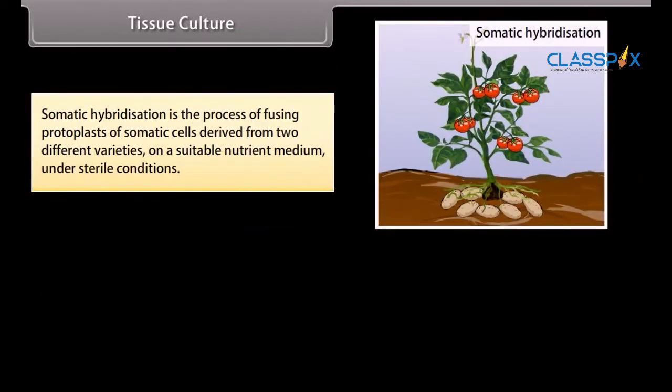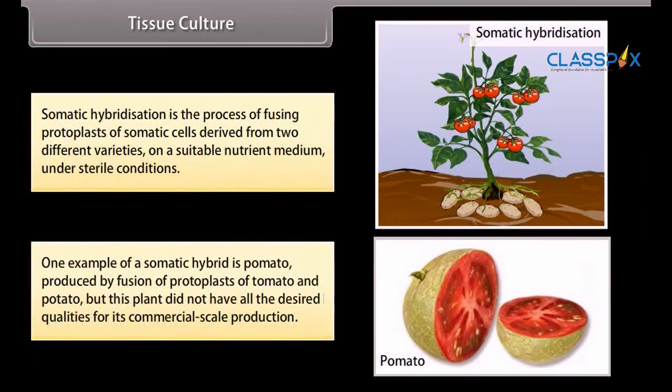Somatic hybridization is the process of fusing protoplasts of somatic cells derived from two different varieties on a suitable nutrient medium under sterile condition. One example of somatic hybrid is pomato, produced by fusion of protoplasts of tomato and potato, but this plant did not have all the desired qualities for its commercial scale production.